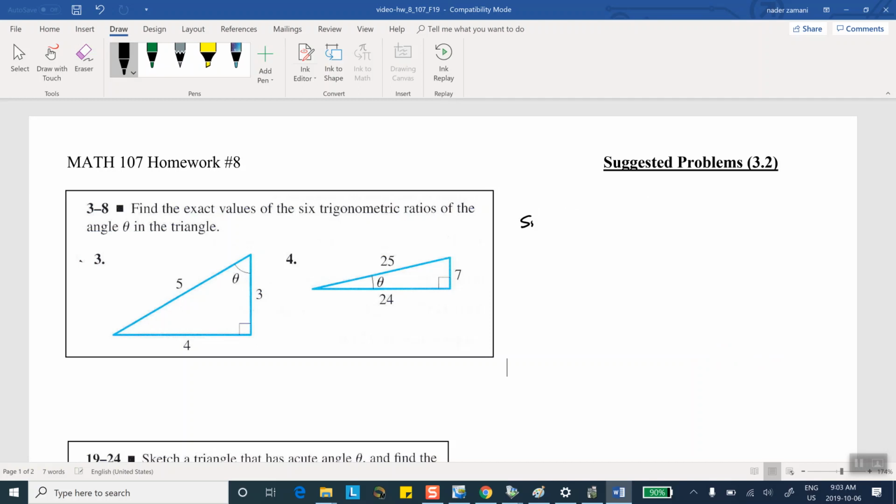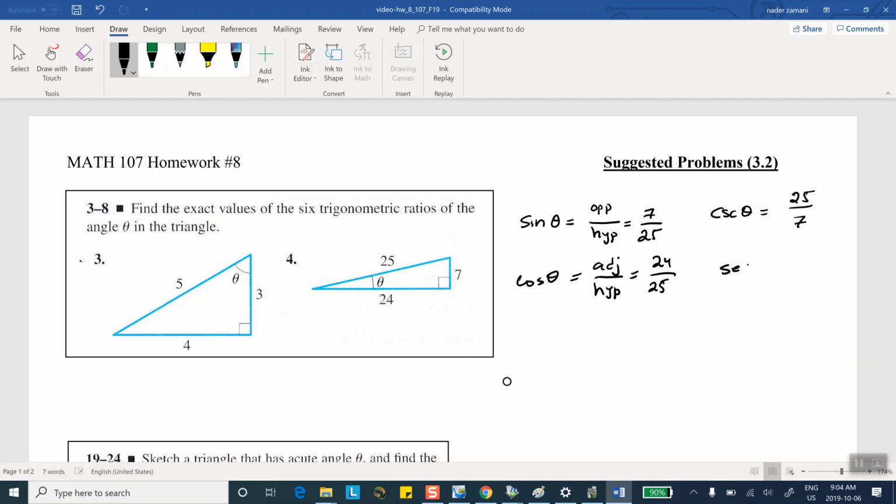So sine theta is opposite over hypotenuse, 7 over 25. Cos theta is adjacent over hypotenuse. This is 24 over 25. Obviously, cosecant theta is 1 over sine, which is 25 over 7. And secant theta is 1 over cosine, which is 25 over 24.